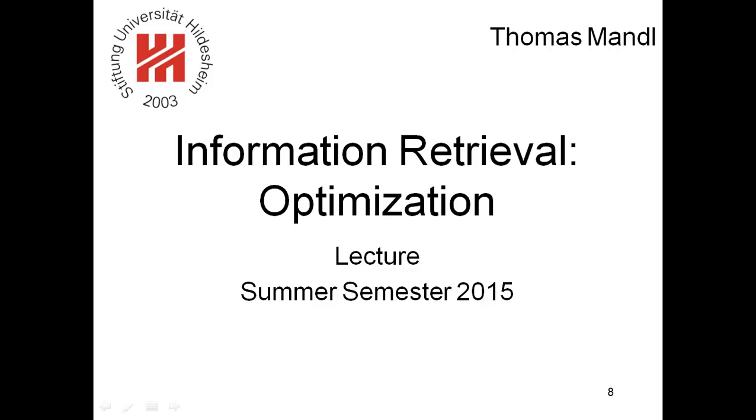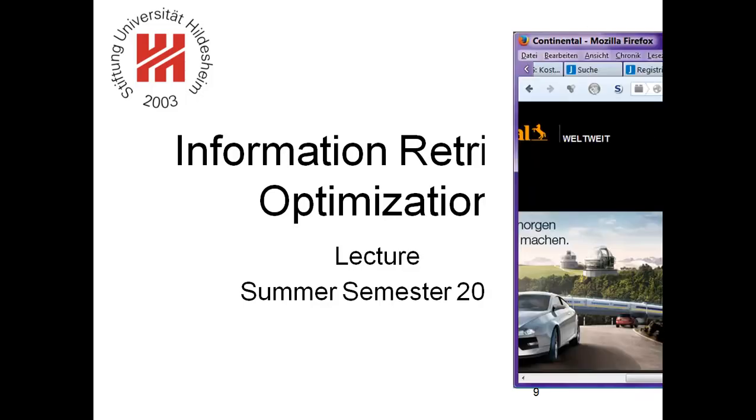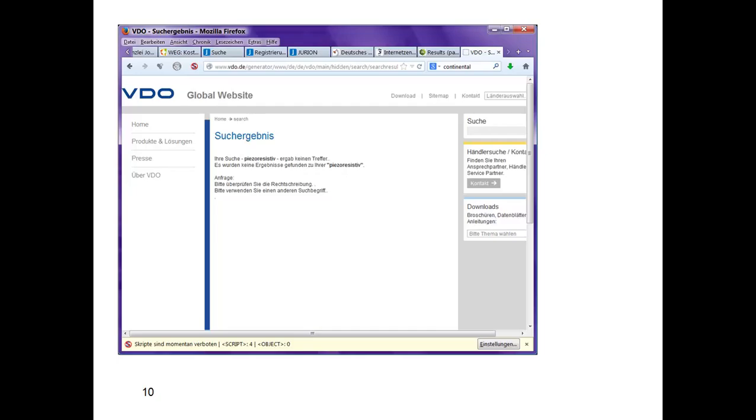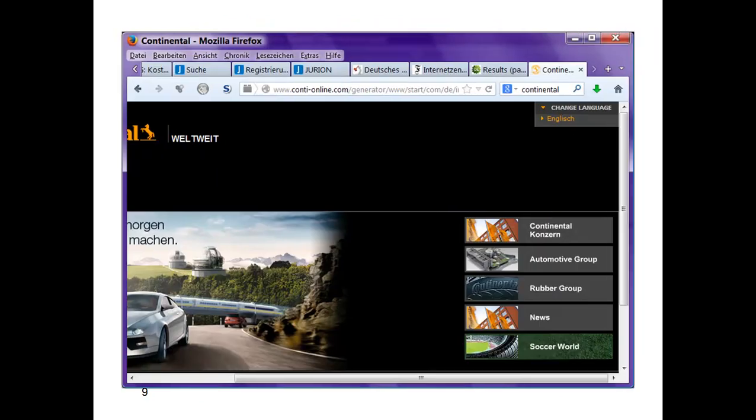How can we optimize information retrieval systems? There are a few techniques that we'll discuss today. First, do we need that? I always like to bring some examples from real-world systems. For example, here, a very nice example from Continental.